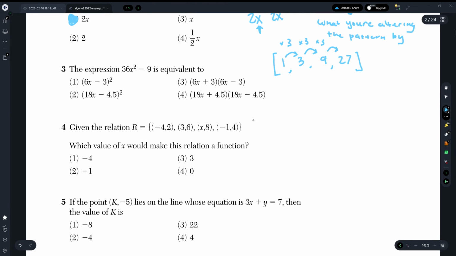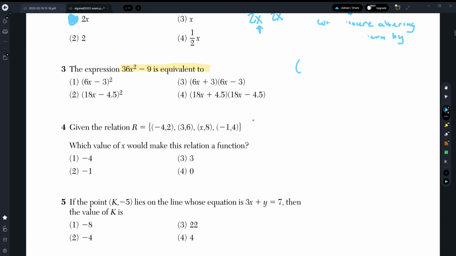So moving on to 3, the expression 36x squared minus 9 is equivalent to... So they're asking you to simplify. Pretty much simplify and reduce this, or find an equation that's equivalent to this, right? Now, this is going to relate back to some of the properties that you learned this year. And I'll just write it down here.